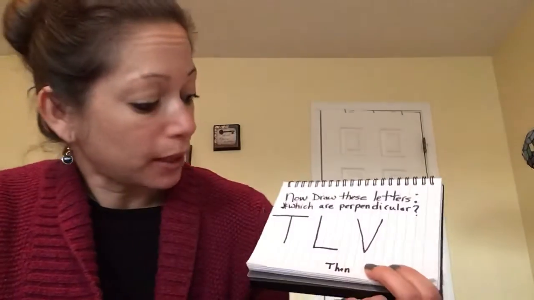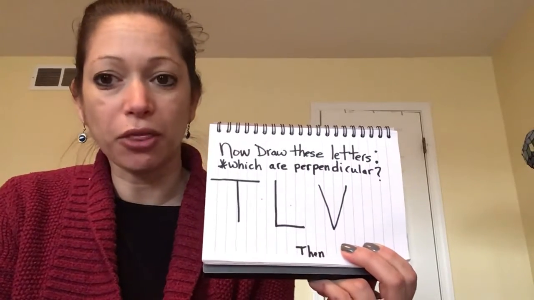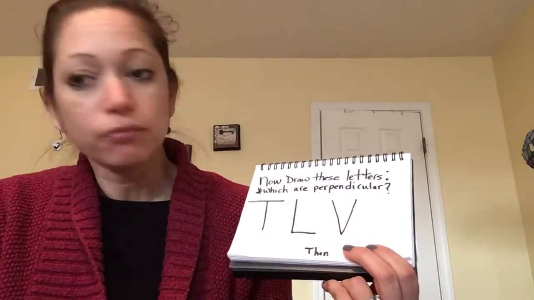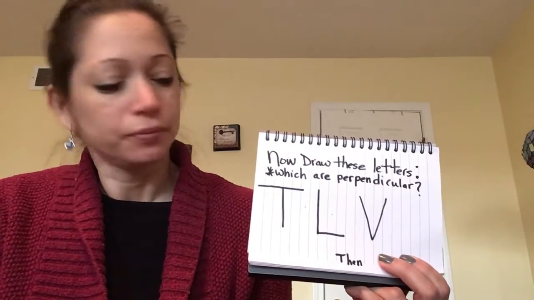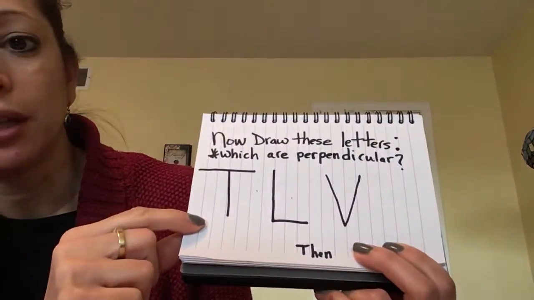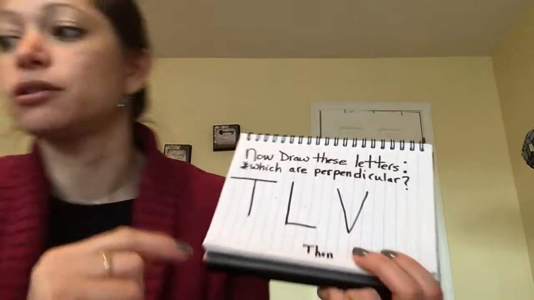Can somebody tell me if these are all perpendicular lines? Do you think all 3 of them are? What do you think? Do you see any right angles? I hope you're looking very closely and thinking, I see some. Let's take a look at T first.